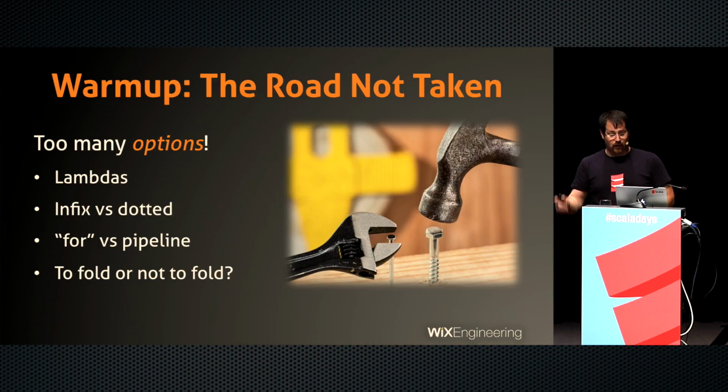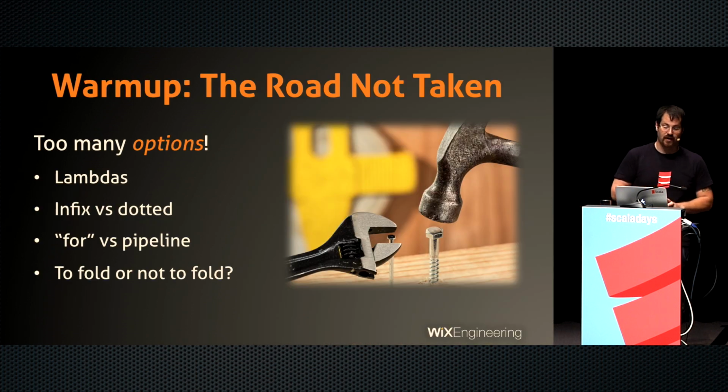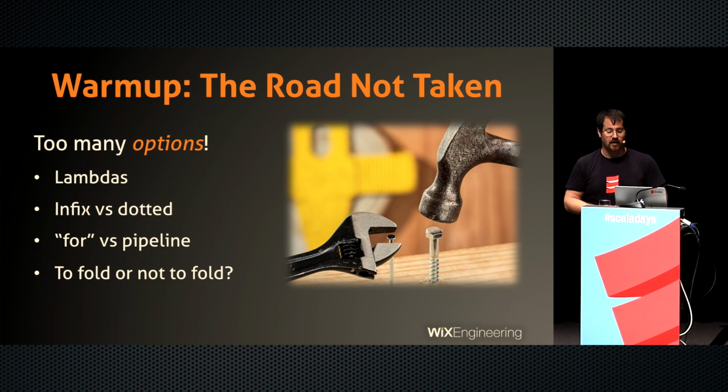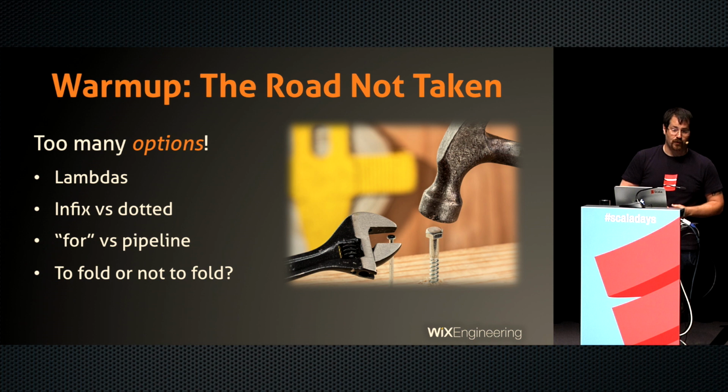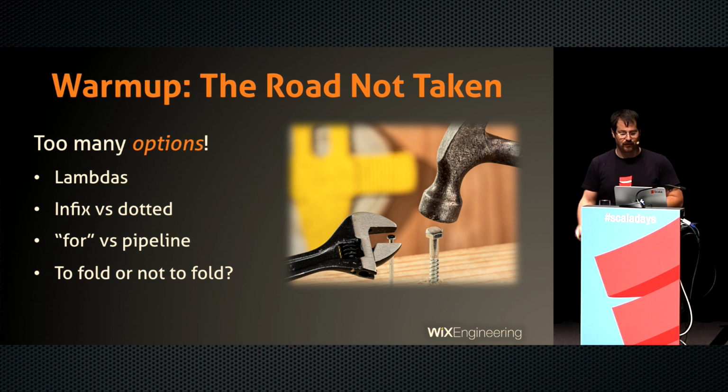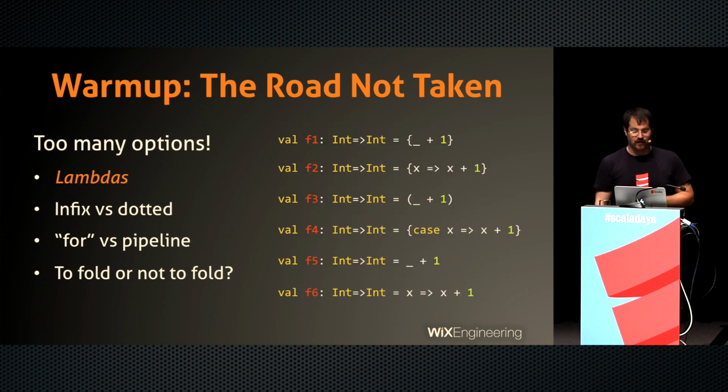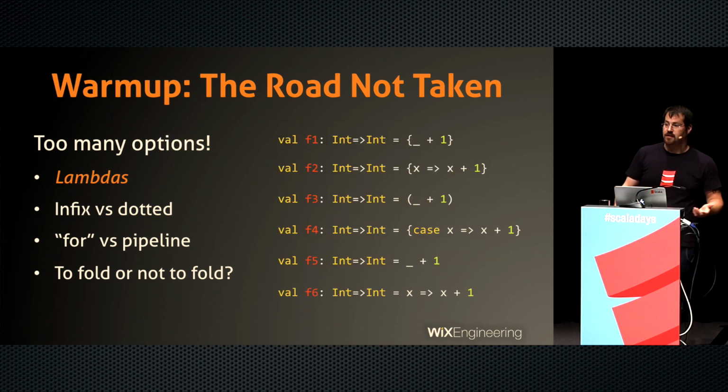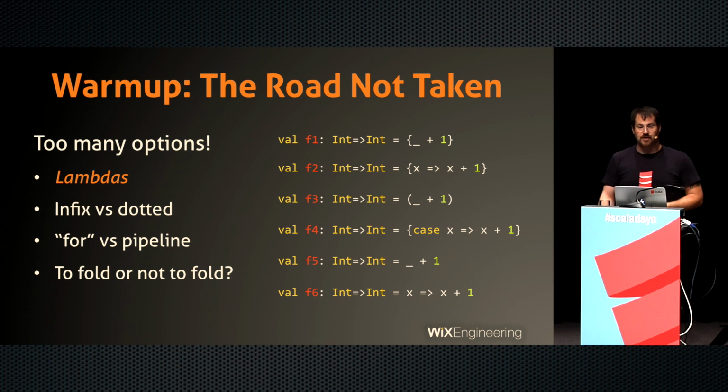So to start with a bit of a warm-up exercise, one of the things that comes up very, very often, especially for new practitioners coming into Scala, is that there's just too many ways of doing the same thing. I'm going to give you a few examples. We're probably going to cover this quickly because this is not all that interesting. For instance, with lambda syntax, right? You have these 6 versions of the same function that does the same thing.